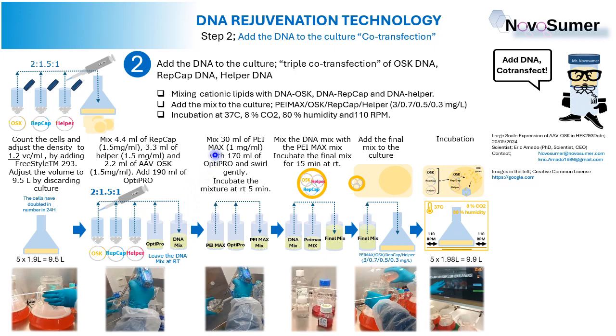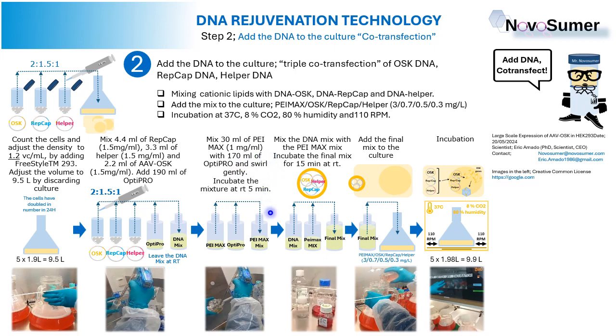Another step is preparing the detergent. PEI is the positive detergent that we are using. It's called PEI Max, and you have it here at 1 milligram per milliliter. That is the concentration. In order to prepare the detergent, we mix 30 milliliters of PEI Max, the detergent, with 170 milliliters of OptiPro.